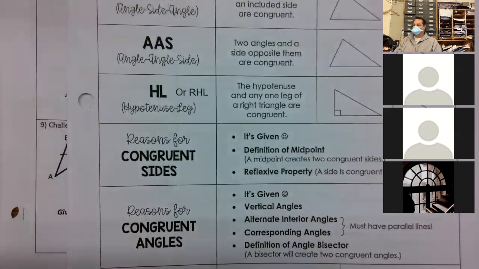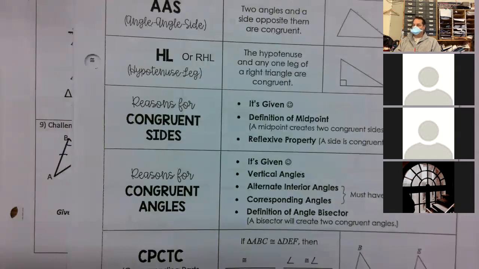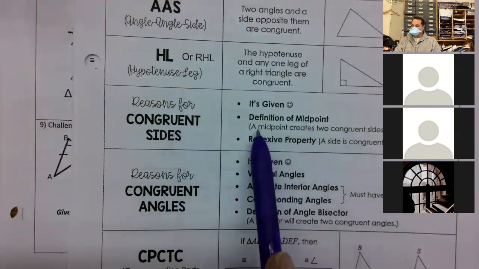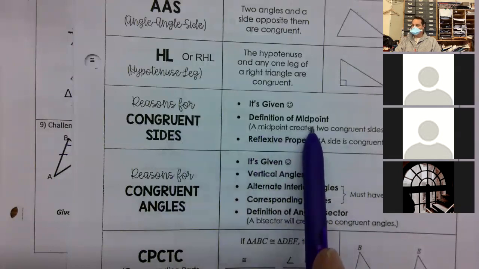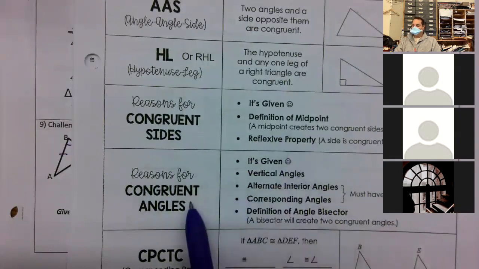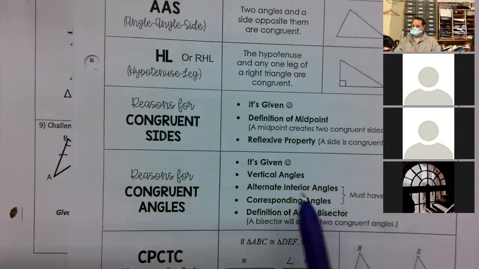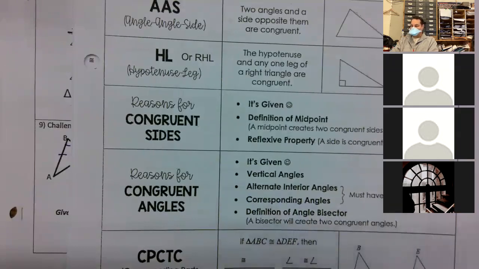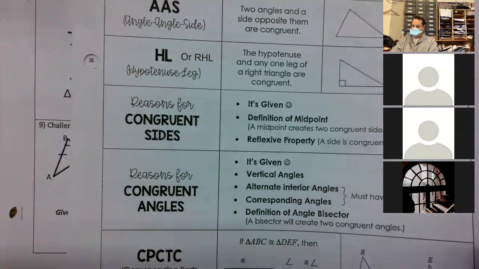And what you'll find on your front page is to find that third piece of information. If it's a side, it's usually going to be the definition of midpoint or reflexive property. In other words, it's a side that's shared by both. And if it's congruent angles, it could be vertical angles, some of our parallel line stuff, angle bisectors. It also could be reflexive, but it would have to be overlapping.